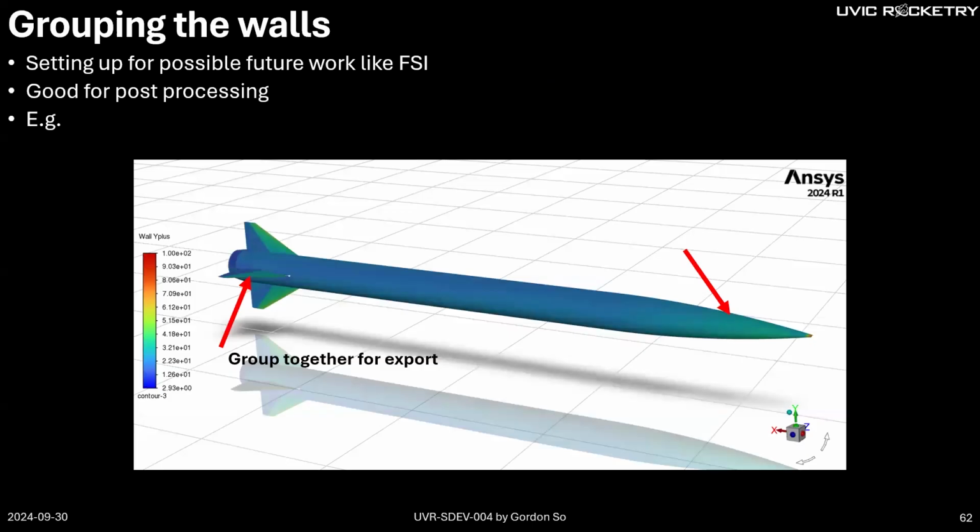And then grouping your walls. This is more like setting yourself up for future exports. Maybe you don't know what you want to do in the future. Maybe you're like, oh, do I do an FSI, fluid structural interaction, basically using the pressure plot to import into an FEA model and then do the FEA? Maybe you want to look at temperatures, maybe heat transfer. So group your walls together for post-processing, because then you can just say, I want that wall to show, that wall to show. It's just easier.